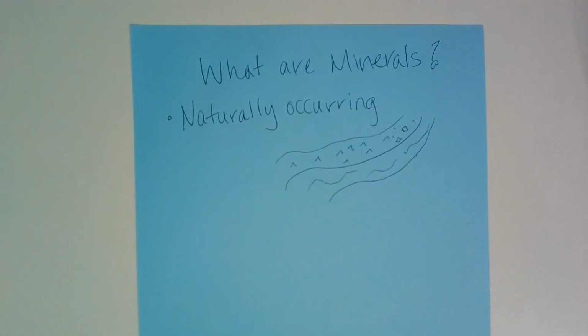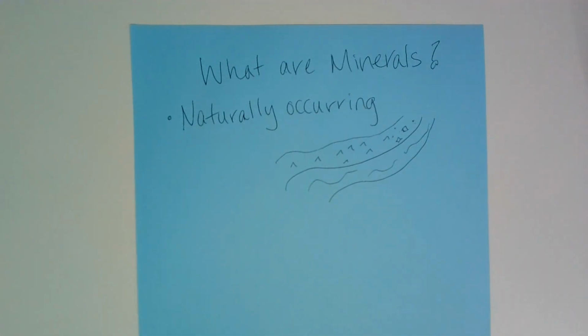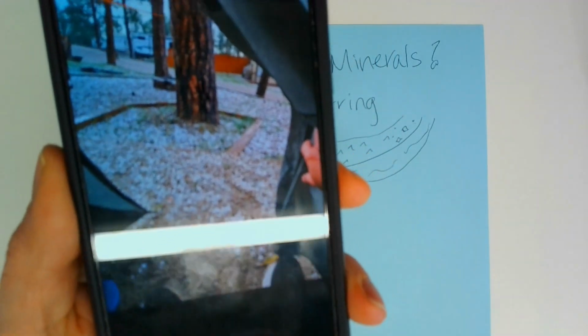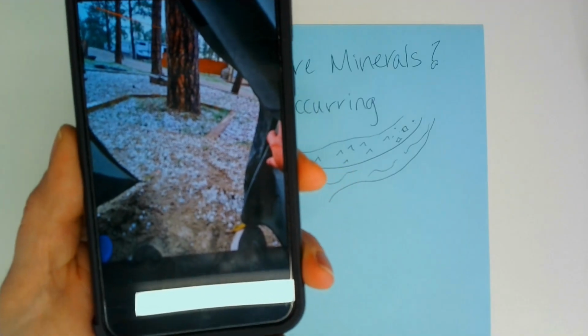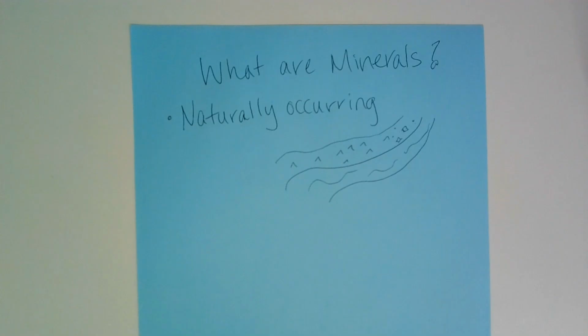Some minerals are harder to find than others, and they require specialized equipment to extract teeny tiny amounts. Others are so common that they're just laying around. An example of minerals that are laying on the ground would be hail. So this picture isn't going to be the greatest on the screen, but you can see that there's pictures of hail on the ground. Hail meets the definition of a mineral because it is naturally occurring.